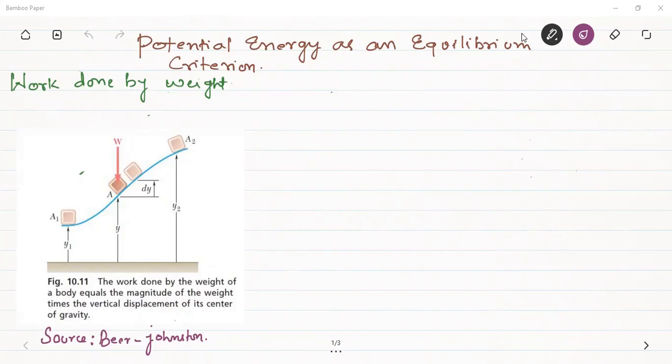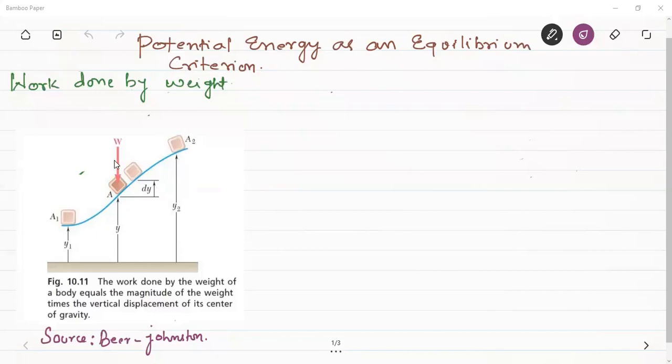And for that, we have taken an example of a conservative force, that is weight. Weight is a conservative force. Okay, let's see what is the work done by a weight. In the schematic, you can see here, it is taken from the Beer-Johnston text. There is a block A. It has an initial position A1, and along this path shown by the blue color, it is attaining a final position A2. The position A1 is at a vertical height of y1 from the ground, and the position A2 is at a height of y2 from the ground.